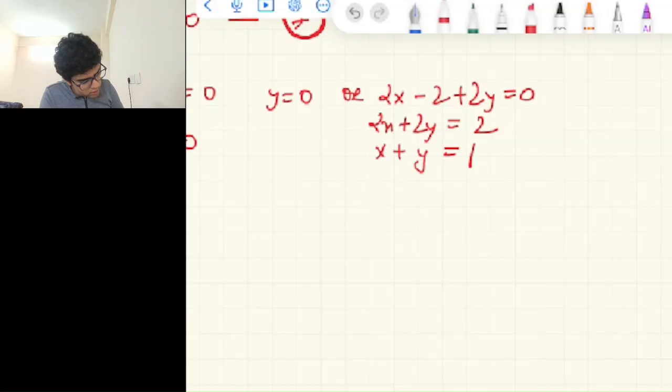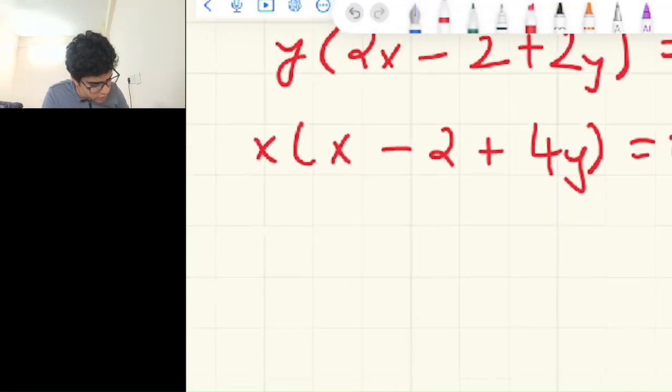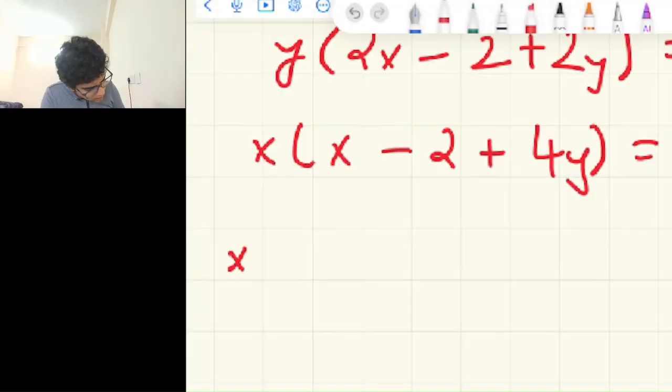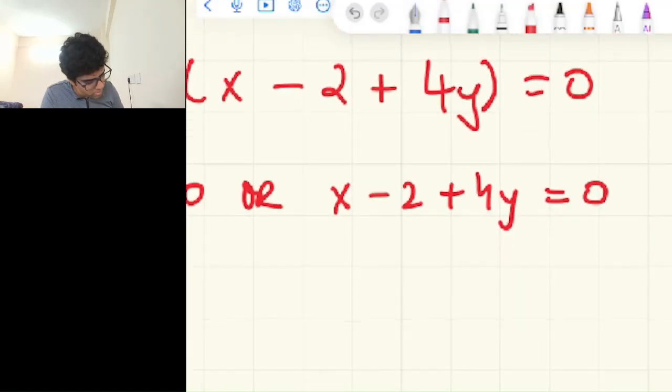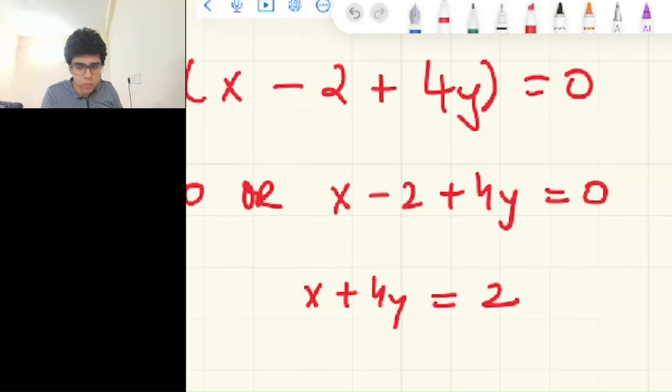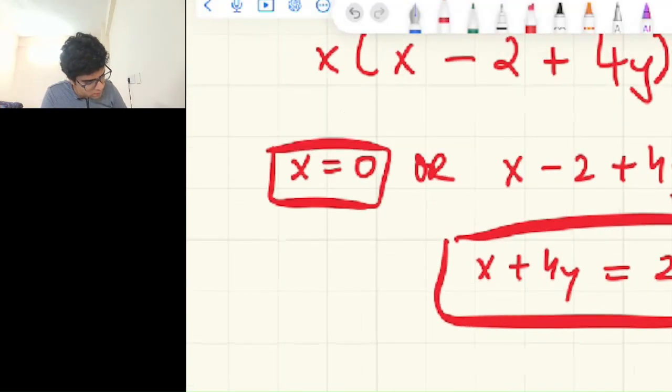Now, I'll be using this equation. For this equation, I'm going to write x is equal to 0, or x minus 2 plus 4y equals 0, which gives me x plus 4y equals 2, right? Or this.